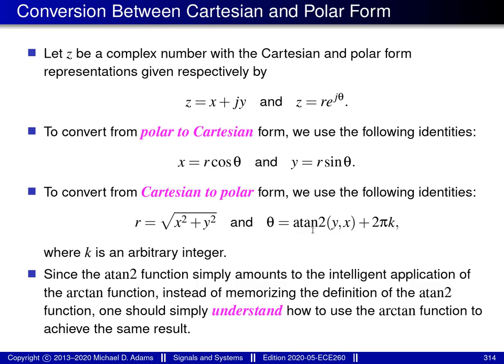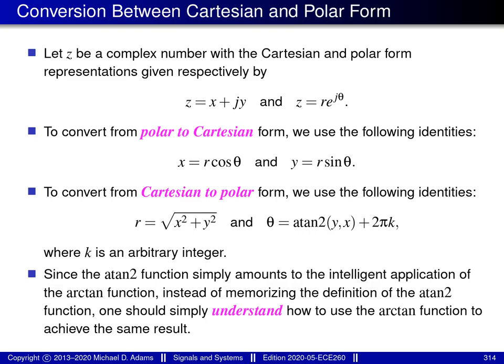And then based on this, it either directly uses the arctan function, or it takes the arctan function result and adds pi to it to get the correct answer. So again, I recommend that you not memorize this arctan2 function, just know how to intelligently apply the arctan function to find the argument of a complex number.